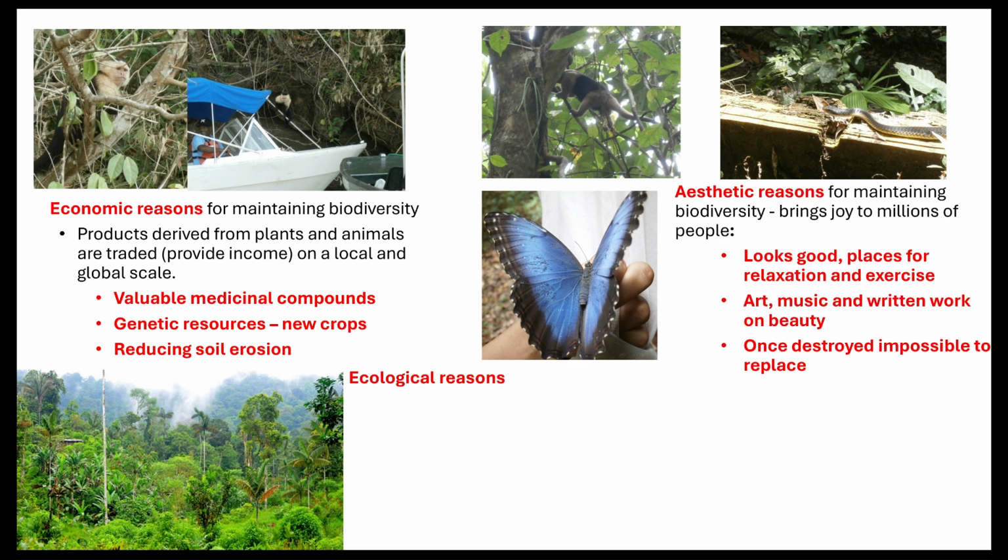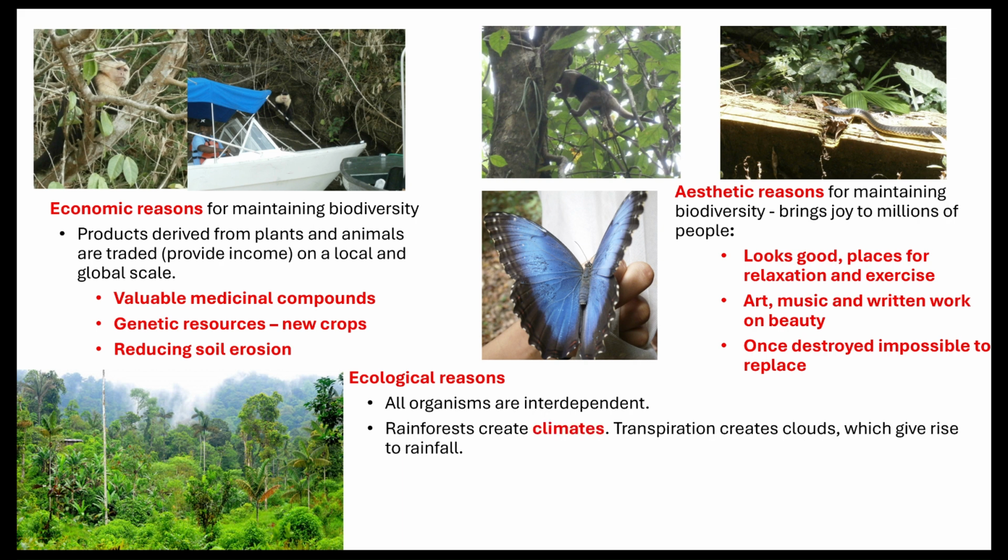Now, there are ecological reasons for maintaining biodiversity in the fact that all organisms are interdependent. If we think about a rainforest that creates our climates, transpiration, the loss of water vapor from the leaves and the stems, is going to condense in the atmosphere, producing the clouds. That will then give rise to precipitation, that rainfall, which then puts the water back into the soil so it can be taken back in along with the mineral ions to provide the plants with what they need to grow.